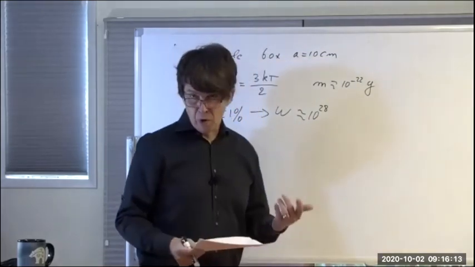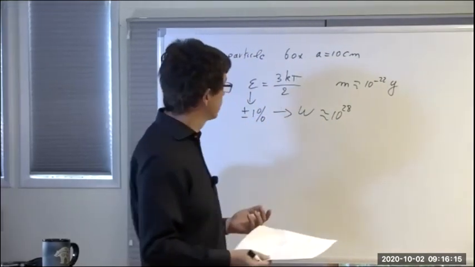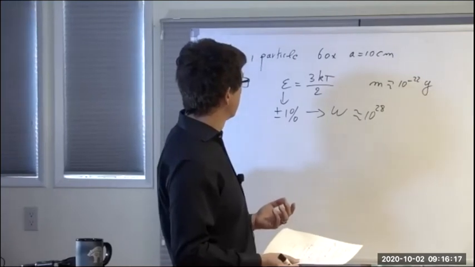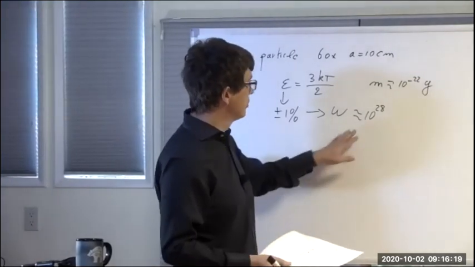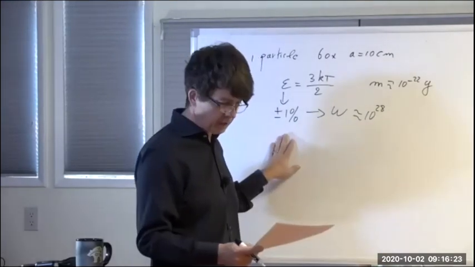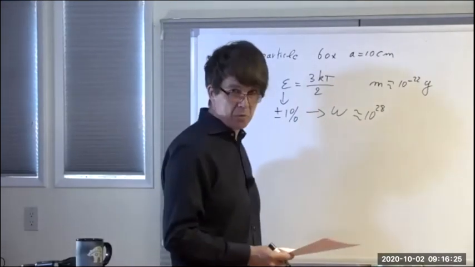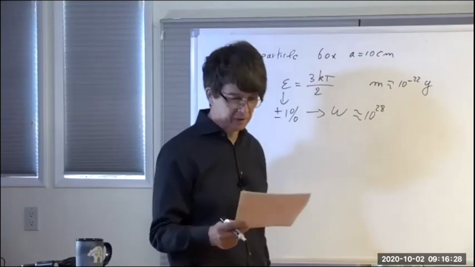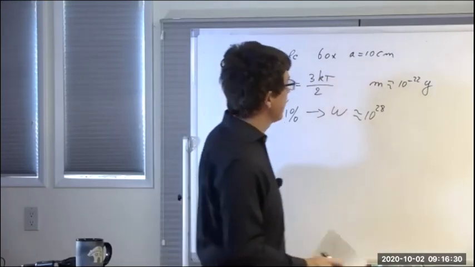So even for one particle in a box, you have an enormous number of states within a 1% fluctuation of the energy. This gets actually worse, or better, depending on perspective, if you put n particles in a box.